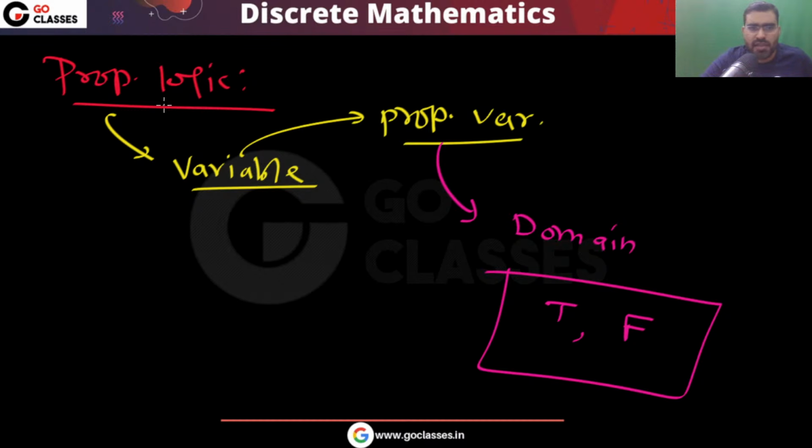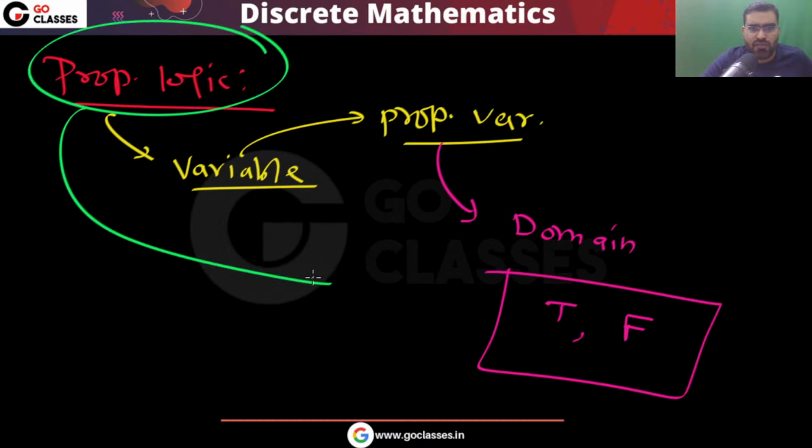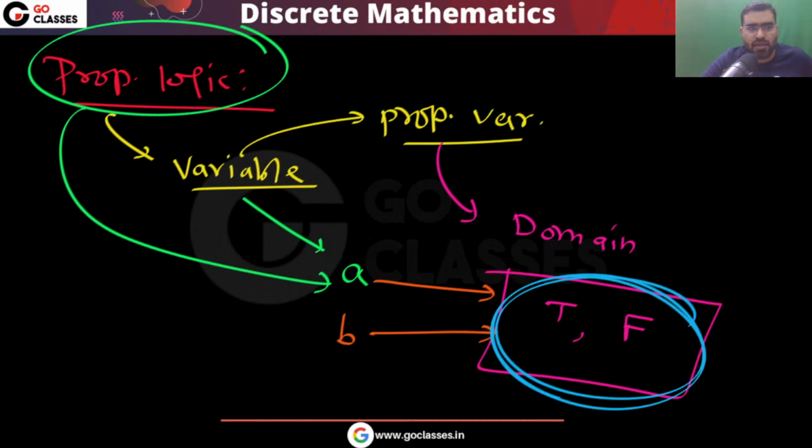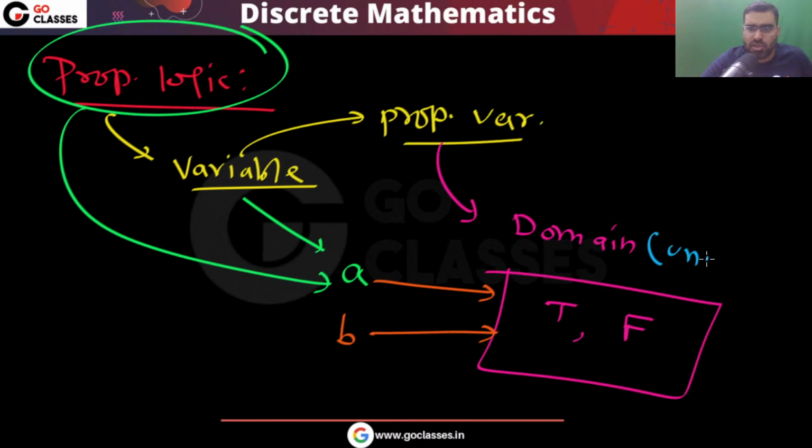So remember, in this propositional logic, whatever variable you take, for example variable a, a comma b, whatever, the domain of these variables is basically true, false. These variables can be either true or they can be false. They can take value from this domain, or you can say universe. This a can be true, this a can be false, but one of them, of course.